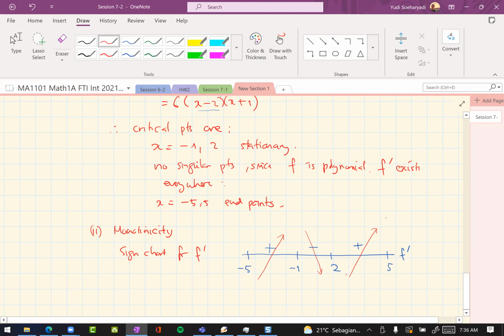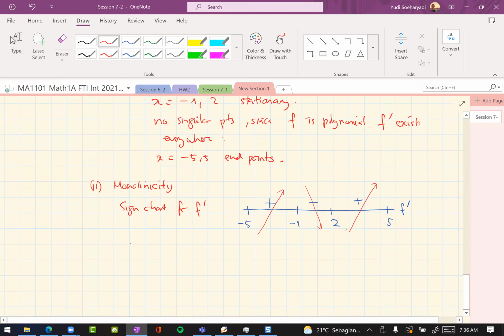So what we can say is that f is increasing on from -5 to -1 and from 2 to 5, and decreasing on -1 to 2.